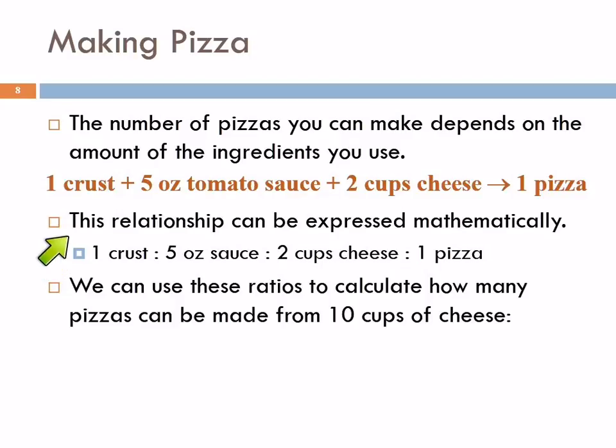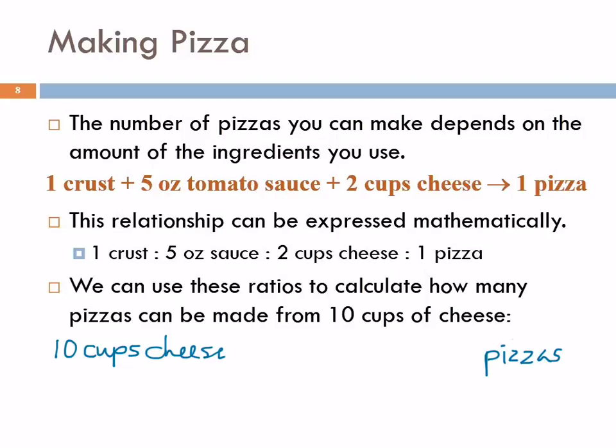And we can express that relationship mathematically. We can say that we need 1 crust for every 5 ounces of sauce, for every 2 cups of cheese, for every 1 pizza. And so we could use those ratios to figure out, if I had 10 cups of cheese and plenty of everything else, how many pizzas could I make? Well, a lot of you can just think about it and come up with 5, right? Well, let's think about what we're doing in our head. We're saying, I have 10 cups of cheese, and I want to know how many pizzas can I make.